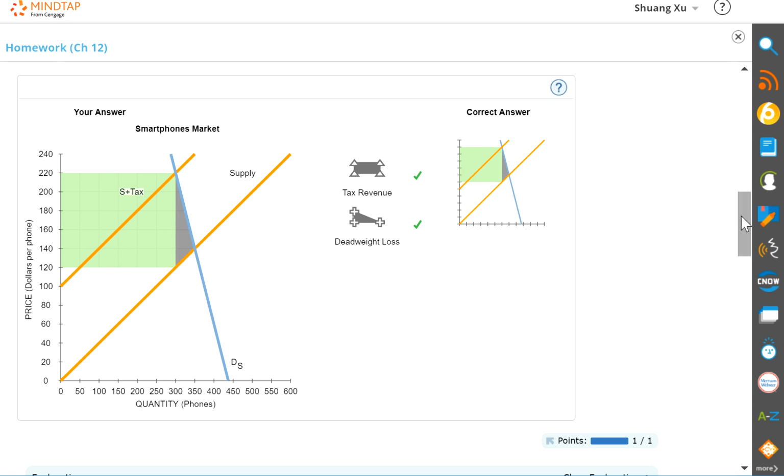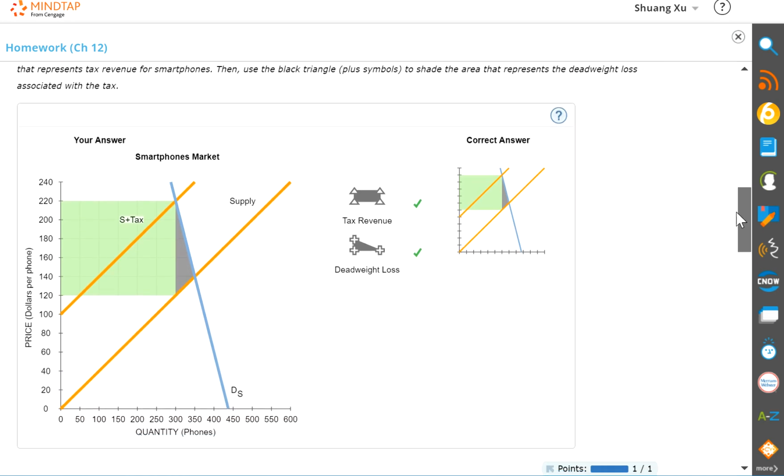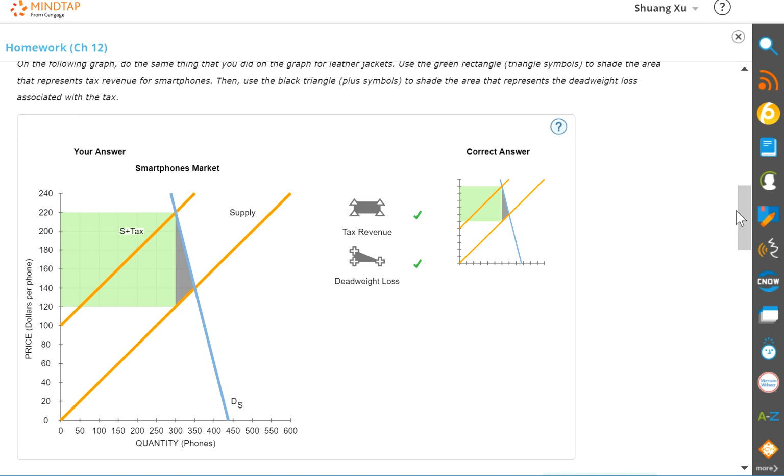So if you look at these two demand curves we have, see for the leather jacket market, it's pretty flat. So that's pretty elastic. That means consumers are pretty flexible. We don't have to buy a leather jacket. But for smartphones over here, it's pretty steep. So for our consumers, we have to buy the smartphones. So when the price changes because of tax, we don't change our behavior by that much. So this is very little deadweight loss.